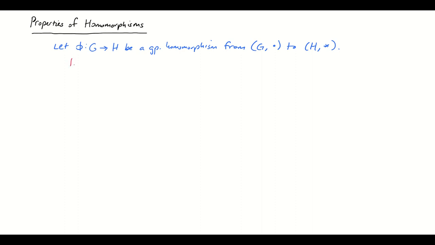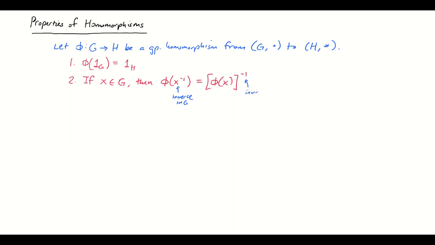in this video. Number 1, we're going to prove that phi of the identity element of G has to be the identity element of H. In other words, phi has to map identity elements to identity elements. Number 2, we're going to prove if X belongs to G, then phi of the inverse of X in G is equal to the inverse of phi of X in H. So again, just for clarity, here we're taking an inverse in G, and here this is taking an inverse of an element of H.